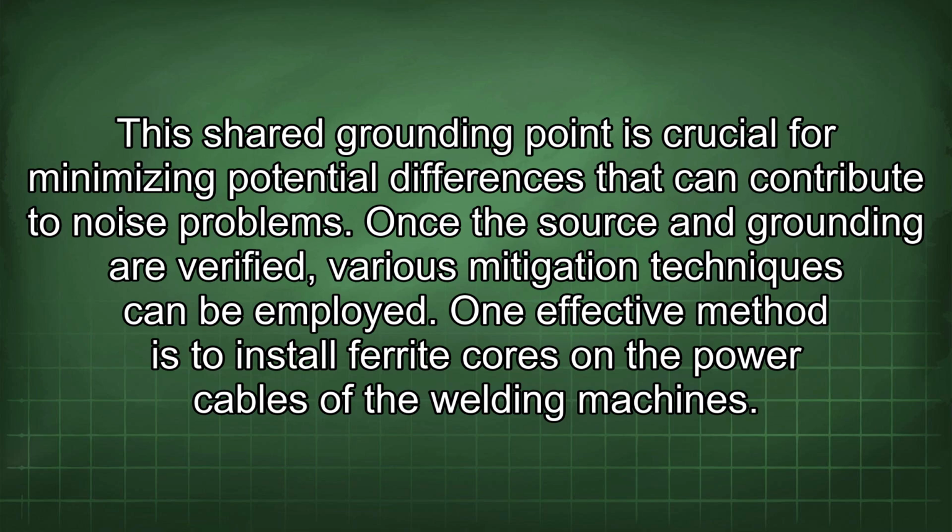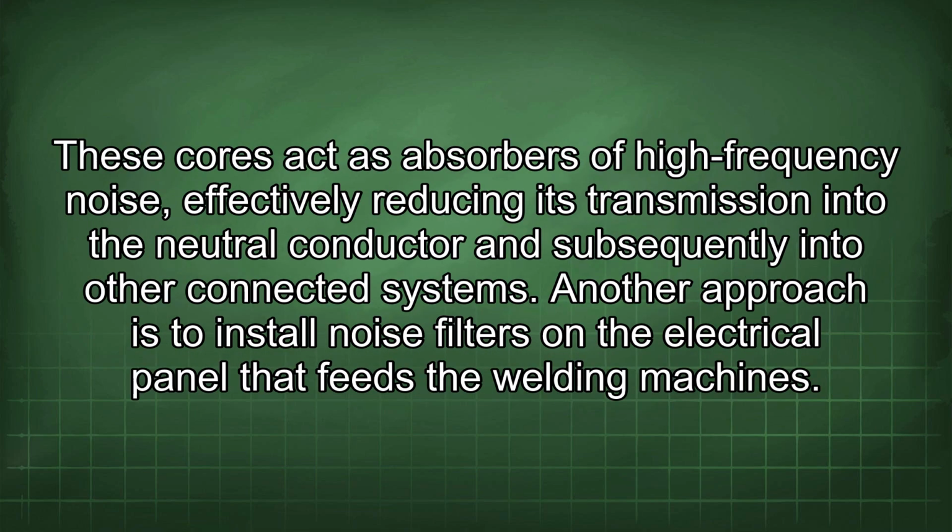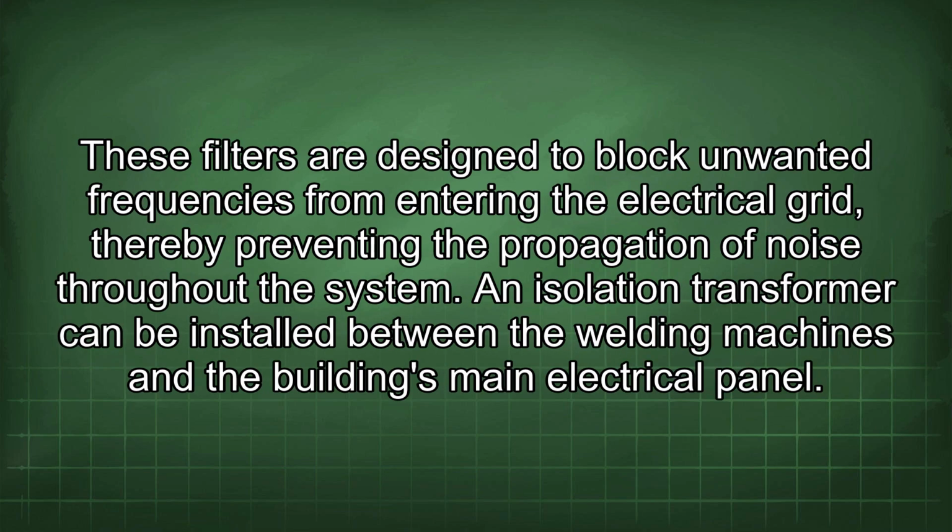One effective method is to install ferrite cores in the power cables of the welding machines. These cores act as absorbers of high-frequency noise, effectively reducing its transmission into the neutral conductor and subsequently into other connected systems. Another approach is to install noise filters on the electrical panel that feeds the welding machines. These filters are designed to block unwanted frequencies from entering the electrical grid, thereby preventing the propagation of noise throughout the system.